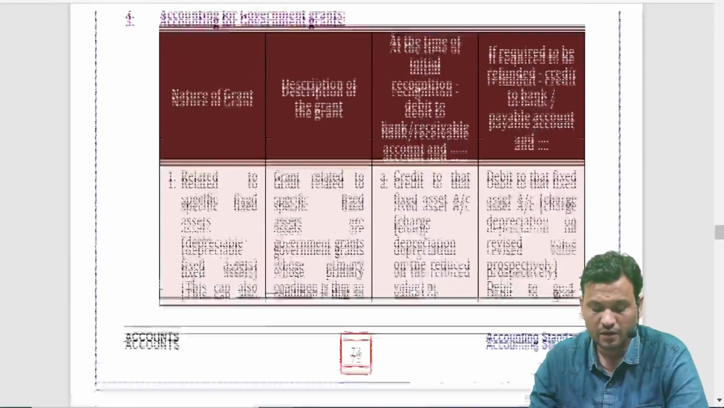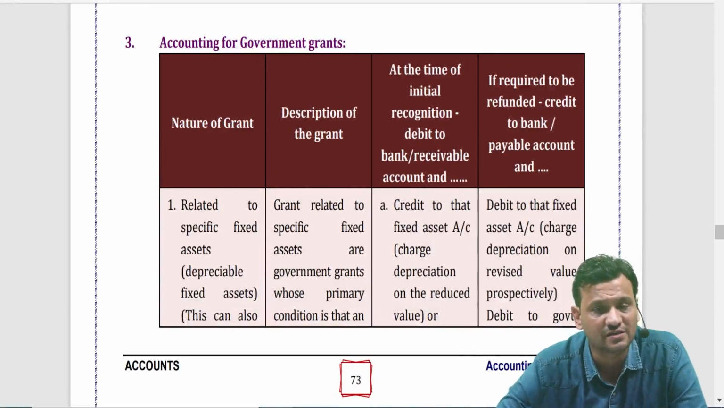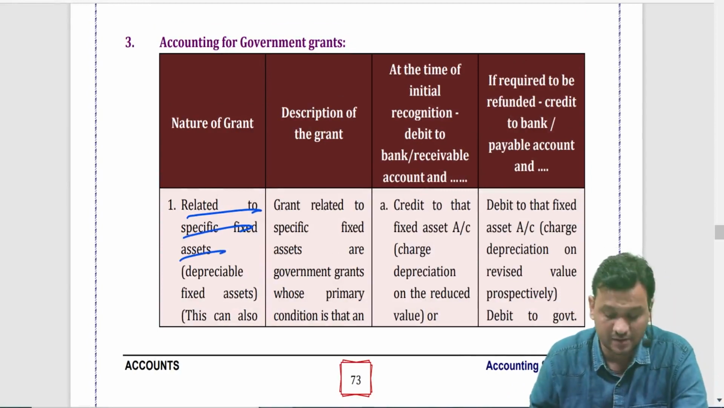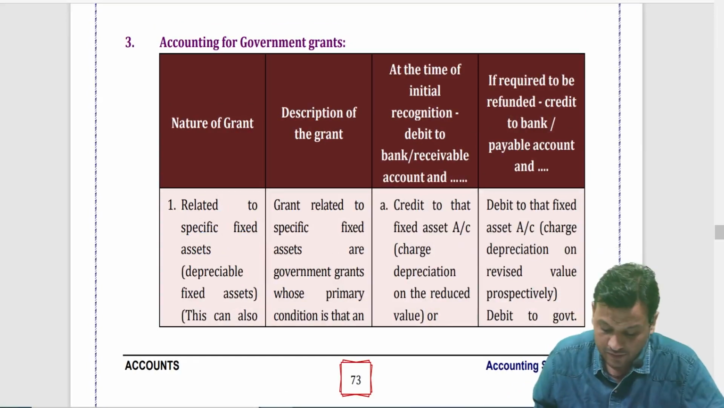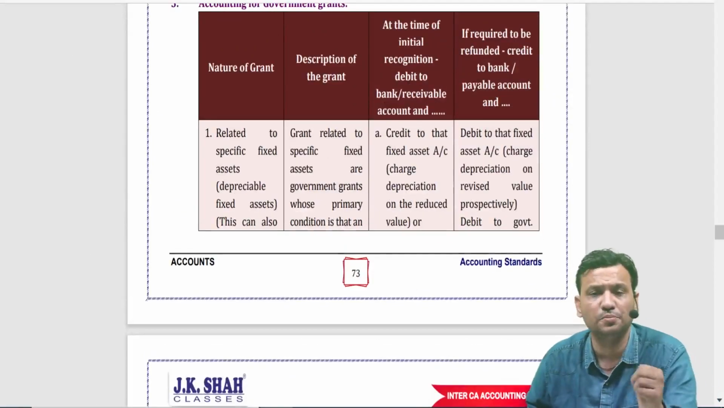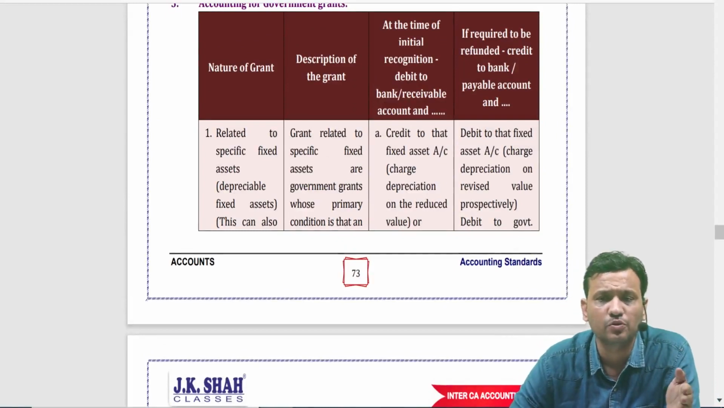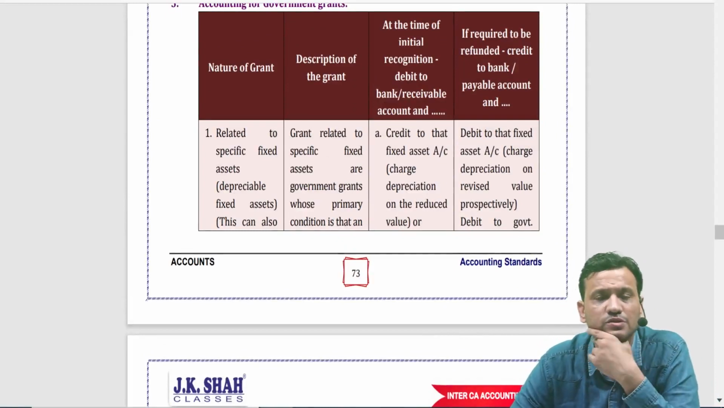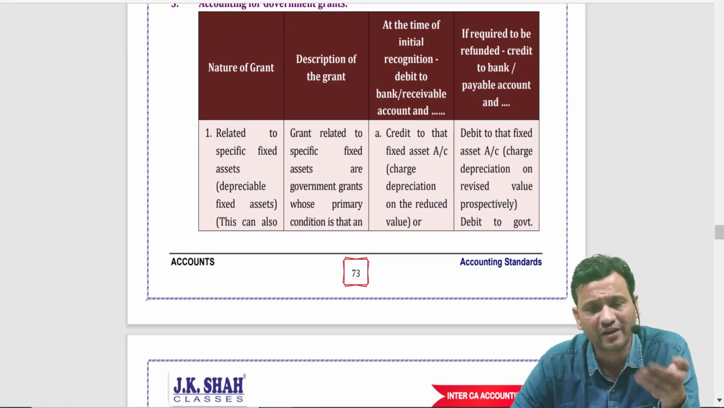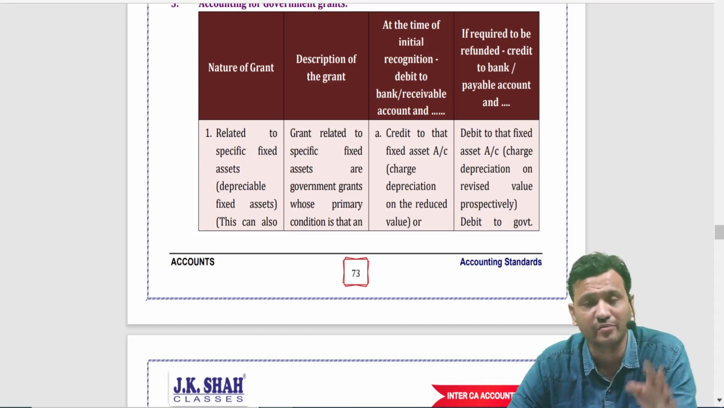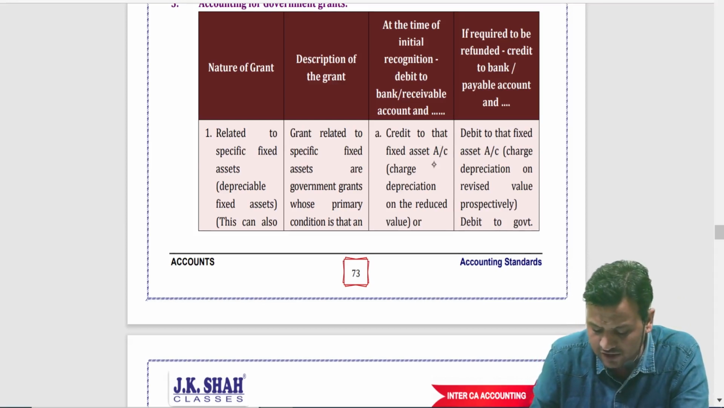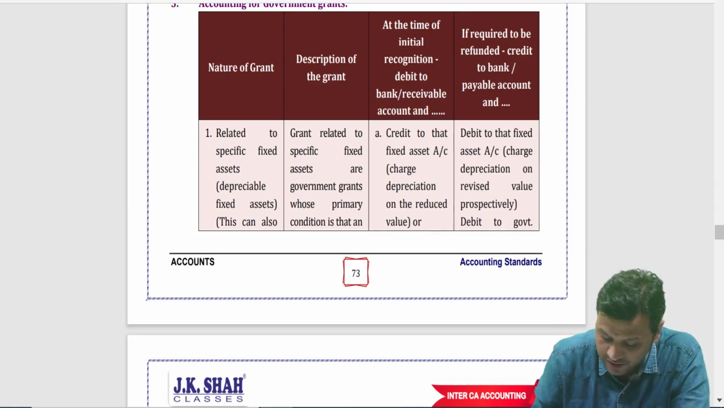Now, if it is related to a specific asset, that is a depreciable asset, then what is the accounting treatment? I have two options. Either I go for capital approach or I go for revenue approach. If I go for capital approach, then I should reduce it from the cost of the asset. If I go for revenue approach, then I will credit it to deferred government grant account. So this first part is capital approach: credit to the fixed asset account, and charge depreciation on the reduced value. That is the first option available.